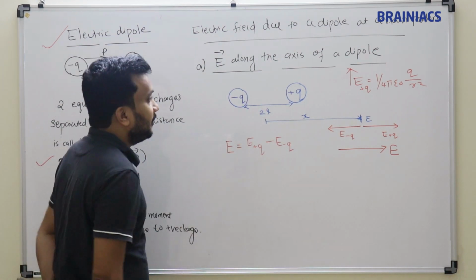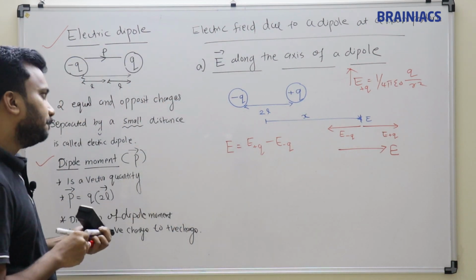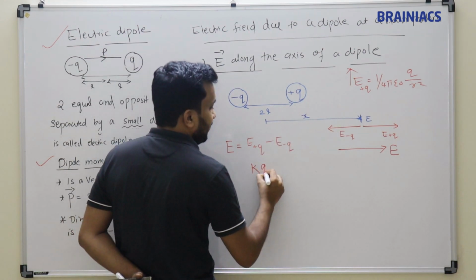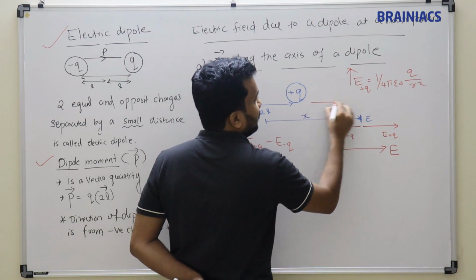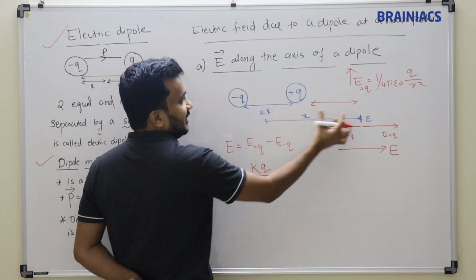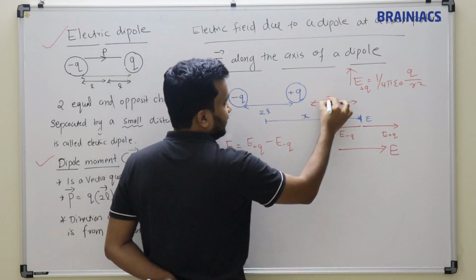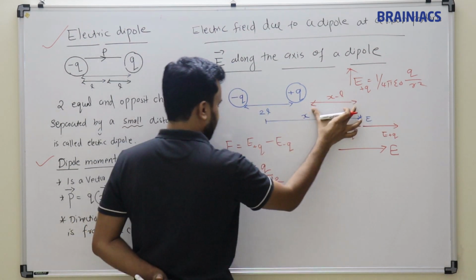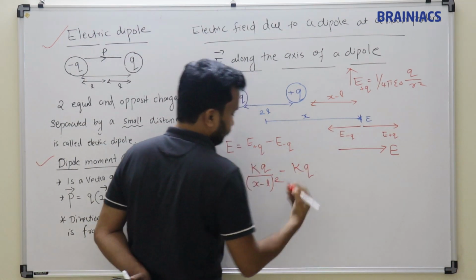We will find out. So 1 by 4 pi epsilon 0, I am considering here as k. So k into q divided by the distance r square. What is the distance from here to this point? Total is x, minus the l distance. So I can say x minus l the whole square, right? This distance is x minus l. Total is x, so l is subtracted, which means I will get the balance of this one. Minus of k into q.